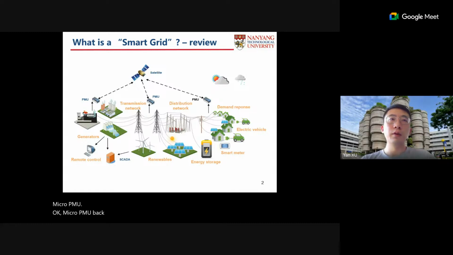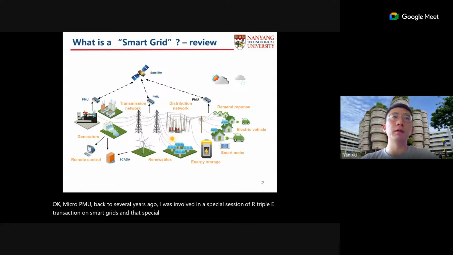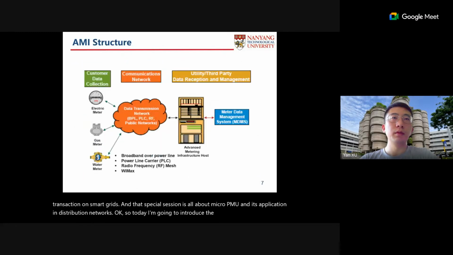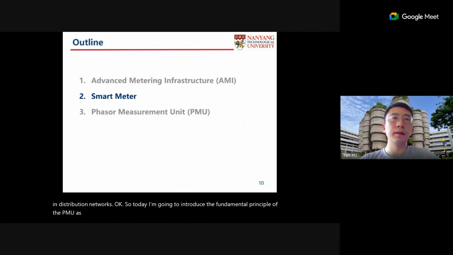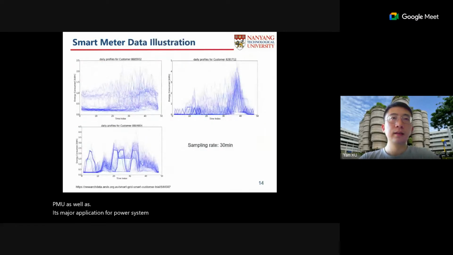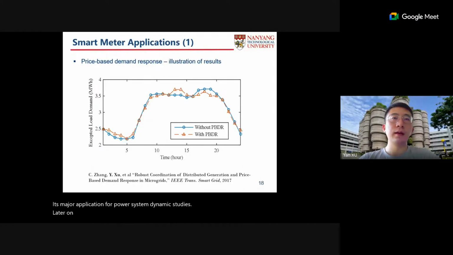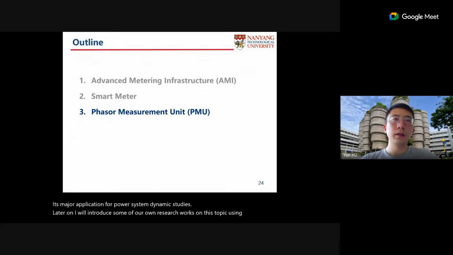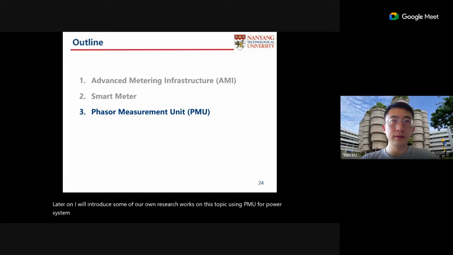Several years ago, I was involved in a special session of IEEE Transactions on Smart Grids, and that special session was all about micro PMU and its application in distribution networks. So today I'm going to introduce the fundamental principle of the PMU as well as its major application for power system dynamic studies. Later on, I will introduce some of our own research works on this topic, using PMU for power system stability assessment.